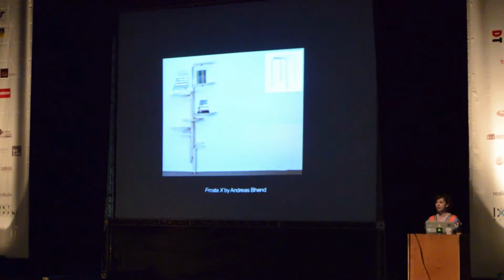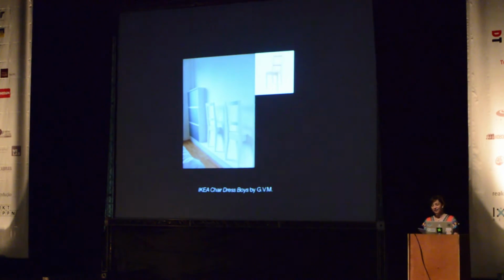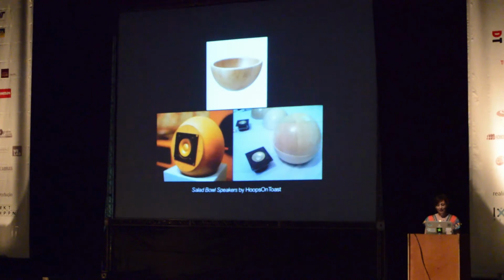On this one, someone took a bunch of IKEA stools, and instead of using them to sit on, he sawed them in half and used them to make bookshelves. On this other one, a bunch of IKEA vases were used to make a bathroom wall. So those units you see in the photo, they're not bricks, they're actually flower vases that were stacked. And here, a couple of IKEA chairs were cut, attached to the wall, and are now used to hang clothes on. And on this last one, which is one of my favorites, two salad bowls were used to make an audio speaker.